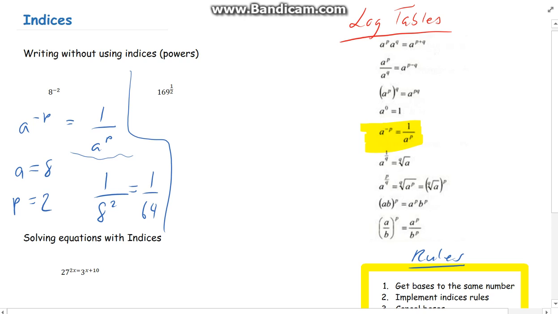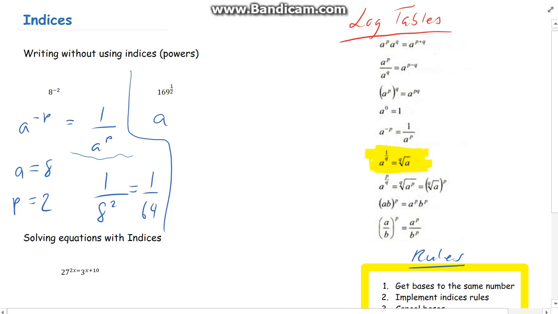If we look over here, we have 169 to the power of a half. So again, looking across, see what rule it looks like. It looks most like this one here, because I have 1 over q, and in this case I have 1 over 2. If you look at the one below it, that would be used if I had a number like 27 to the power of 3 over 2. That's when you'd use the one below, because it wasn't a 1 over q, it was a number.